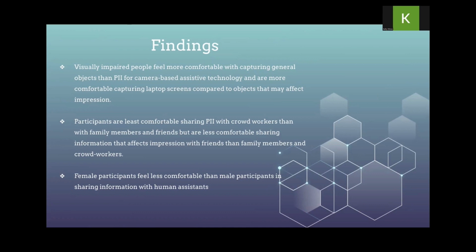And the participants are least comfortable sharing personally identifiable information with crowd workers, and with family members and friends, but are less comfortable sharing information that affects impression with friends than with family members and crowd workers. So those things kind of flipped depending on the object that was in the foreground. Another finding was that female participants feel less comfortable than male participants in sharing information with human assistants.